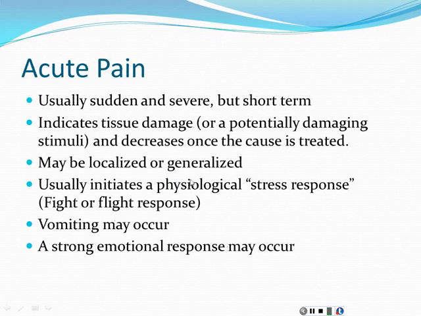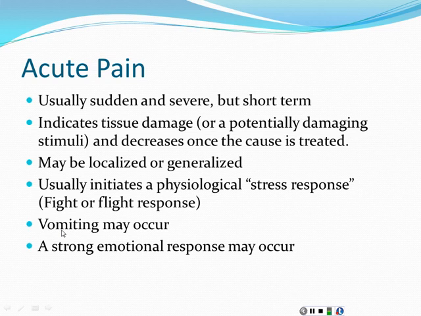All right. So acute pain: sudden, severe, usually short-term. Typically, acute pain indicates tissue damage. In other words, cells are actually being destroyed. And once that damaging agent is removed, typically the pain subsides. It can be generalized, but typically acute pain is localized to one particular place. It triggers the fight or flight response. That's one of the things that the hypothalamus does in response to pain: trigger the sympathetic nervous system.